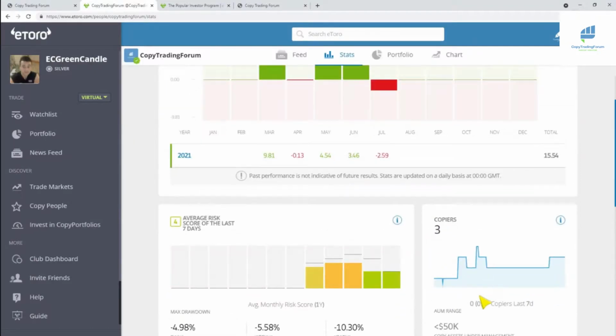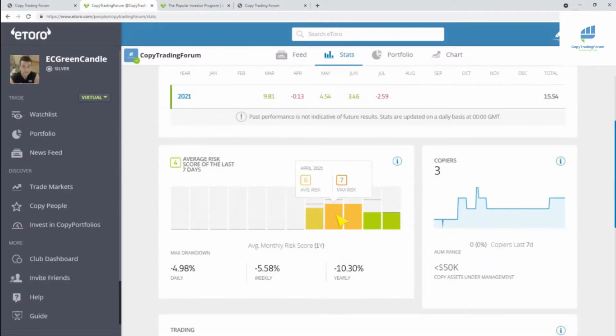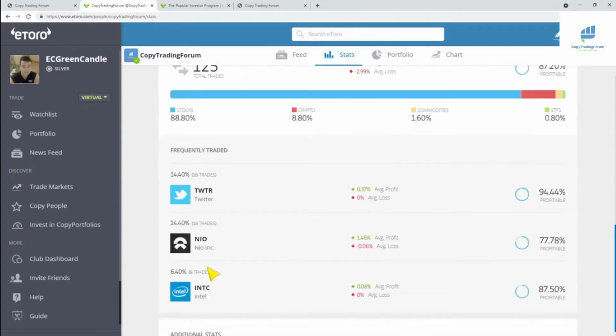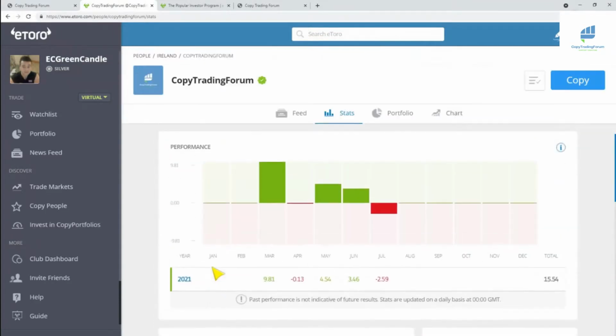I have 3 people copying me, but I've only started out. And here I'm at 4, but I'm going to keep my risk score from now on to 4 to 5 at least. This is when I was starting off, and I did have some cryptocurrency, which made the risk score go way up. I'm not going to do that anymore. You see all my stats there. So I'm doing quite well at the moment.